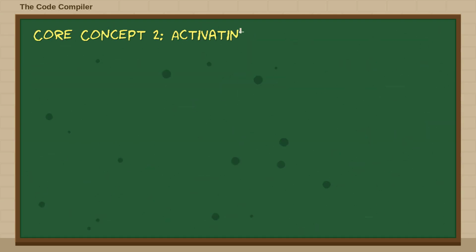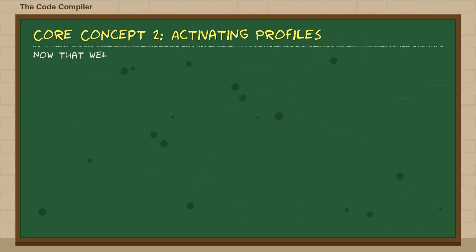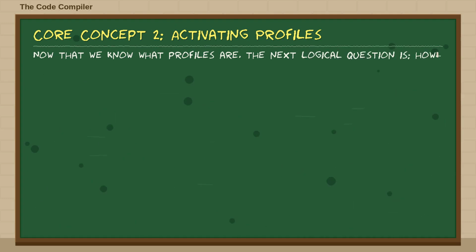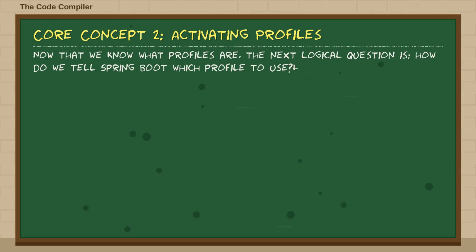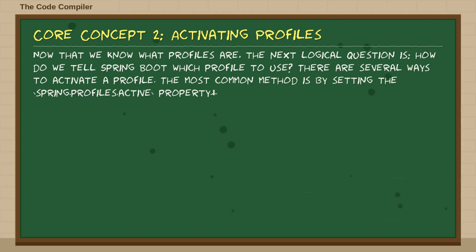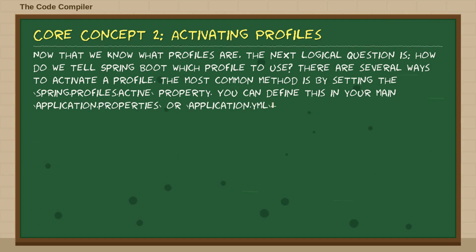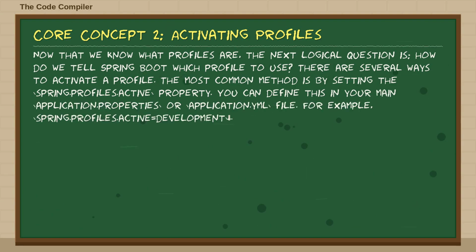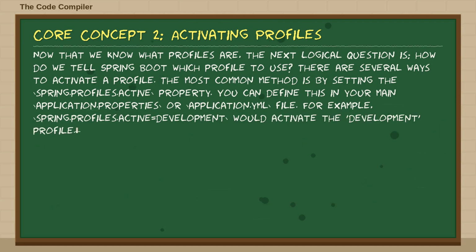Now that we know what profiles are, the next logical question is, how do we tell Spring Boot which profile to use? There are several ways to activate a profile. The most common method is by setting the spring.profiles.active property. You can define this in your main application.properties or application.yml file. For example, spring.profiles.active=development would activate the development profile.